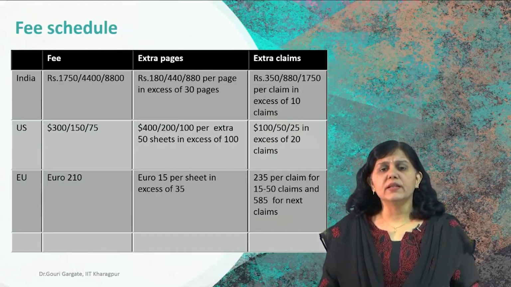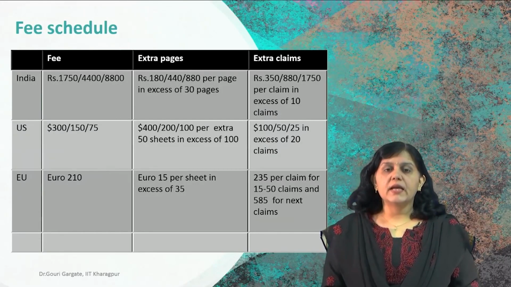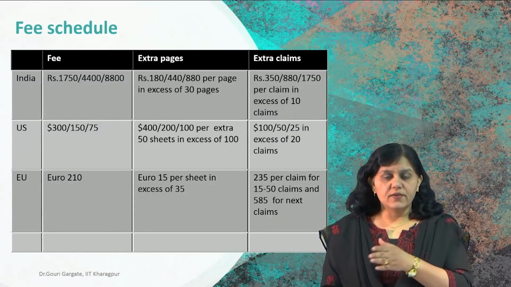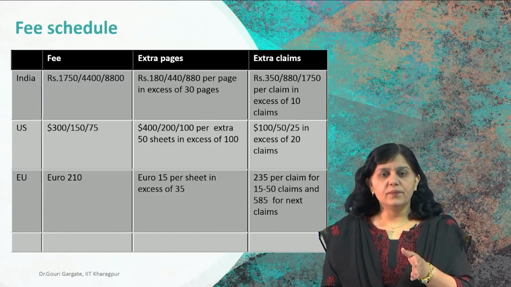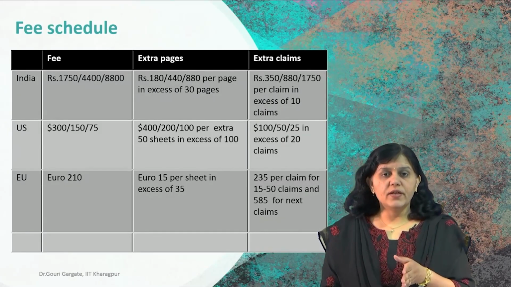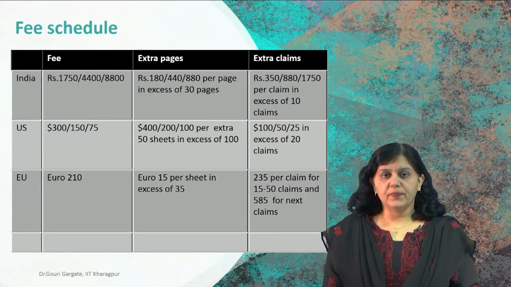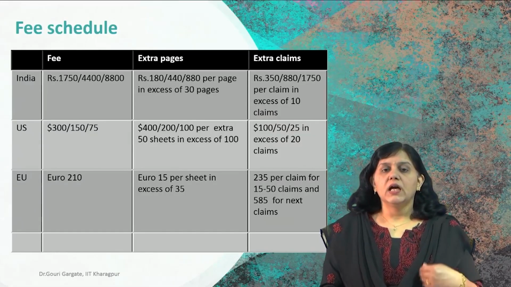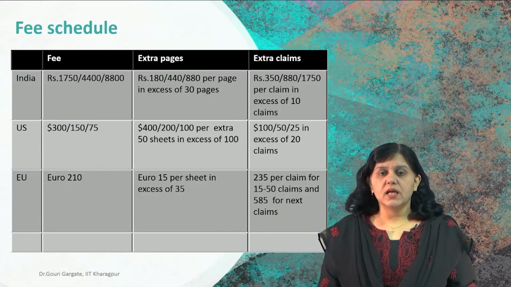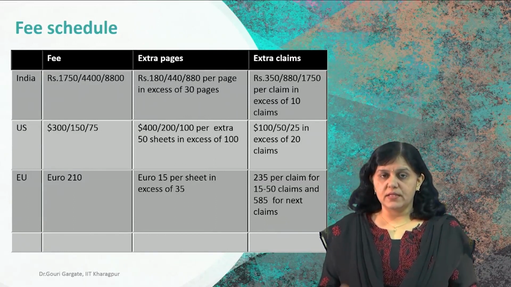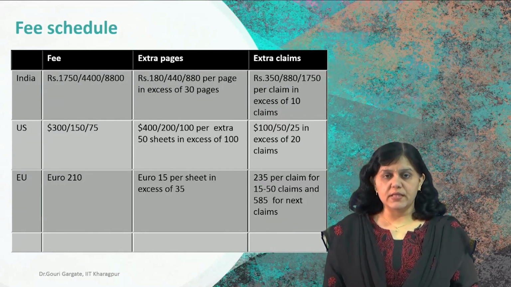We will just compare it with the USA. What is the condition in the USA? Those 3 categories we have seen, right? Now, in the USA, the difference is $300 for big corporates, then $150 and then $75. That is the difference in the fee. What about the pages? In India, we have seen that the page limit is 30 pages.